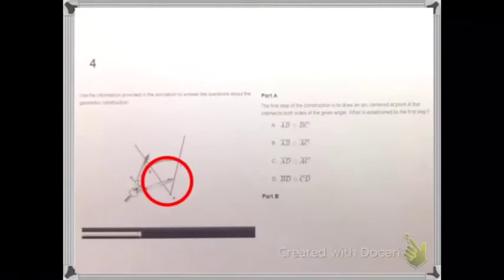With the compass, they drew part of a circle. We know that anywhere you put points, they are congruent. So side AB and side AC are congruent, so your answer is B.